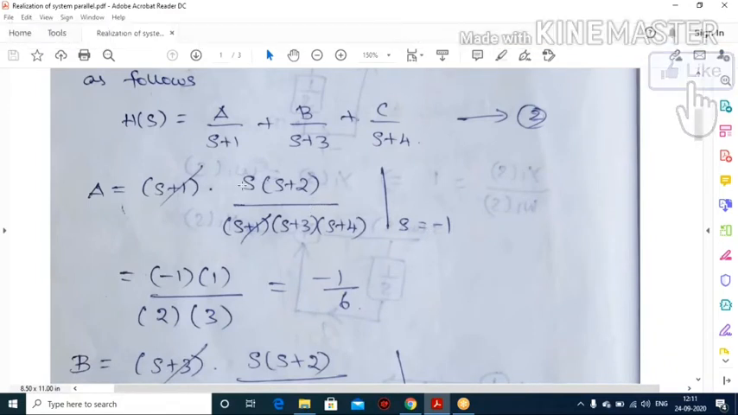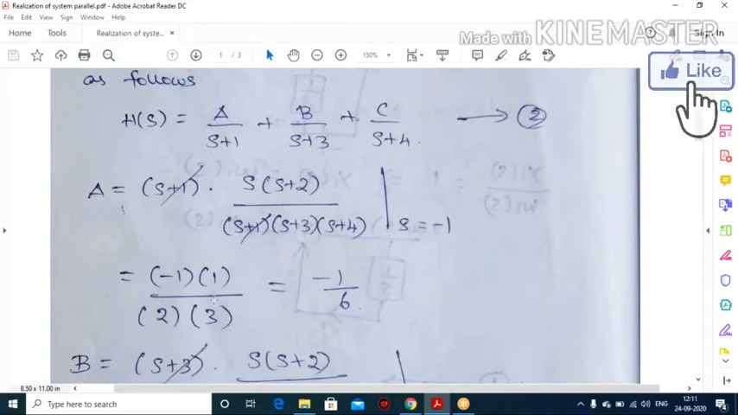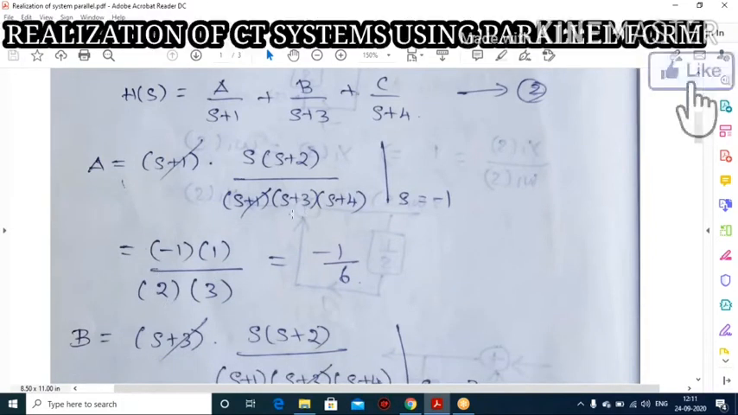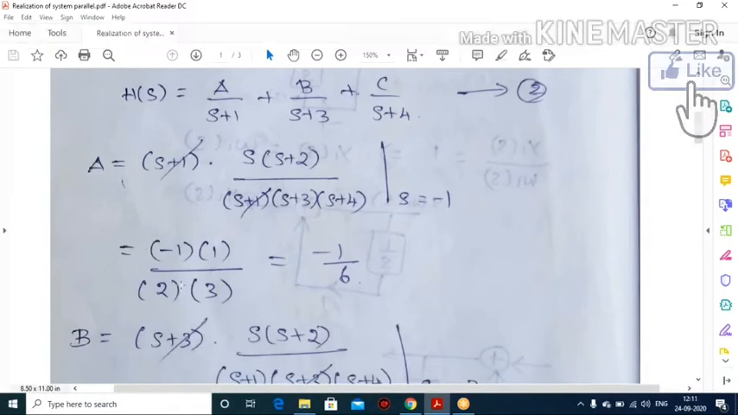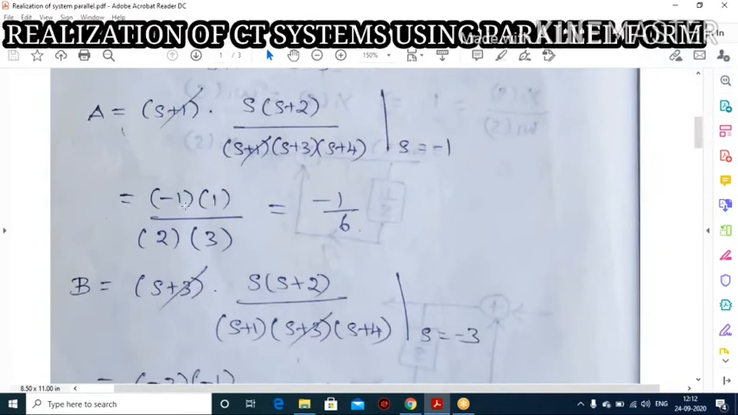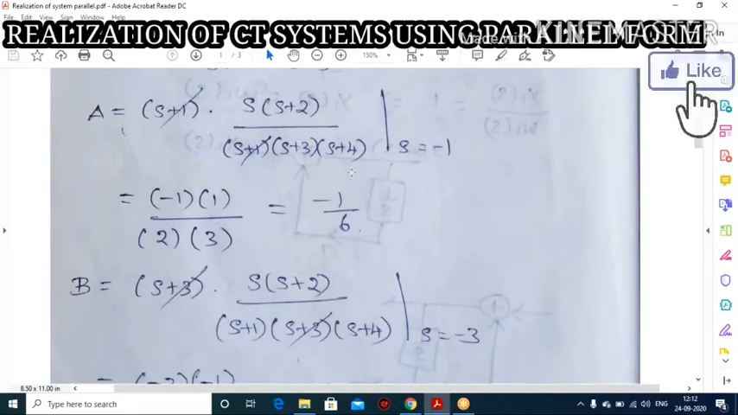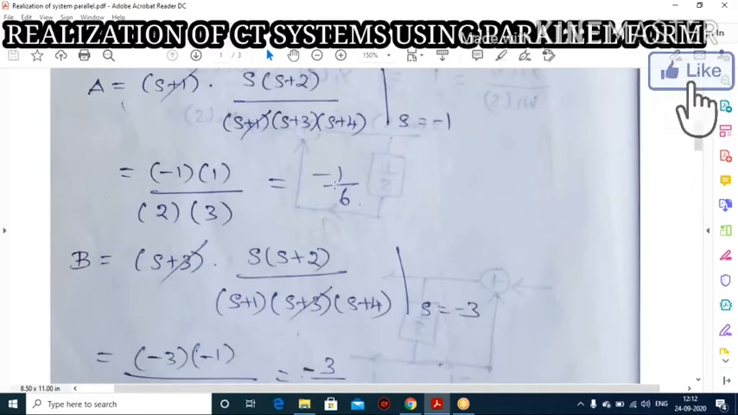So what do you get? Instead of S, I put here minus 1. So 2 minus 1 becomes plus 1, divided by 2 plus 3. Because here minus 1, substitute minus 1: 3 minus 1 becomes 2, and 4 minus 1 becomes 3. So the answer will be minus 1 divided by 6. This is the A value.